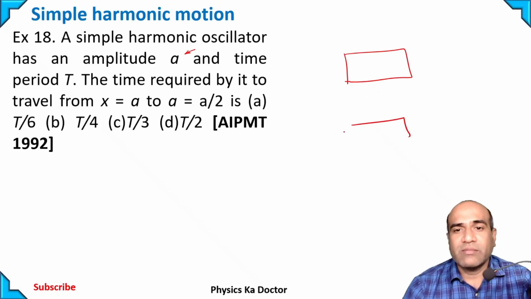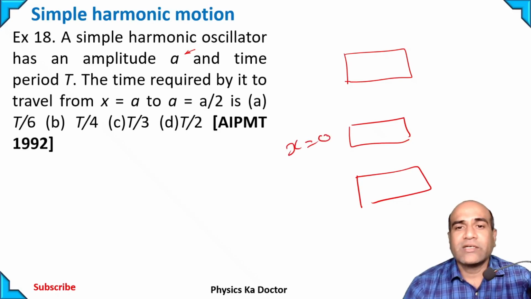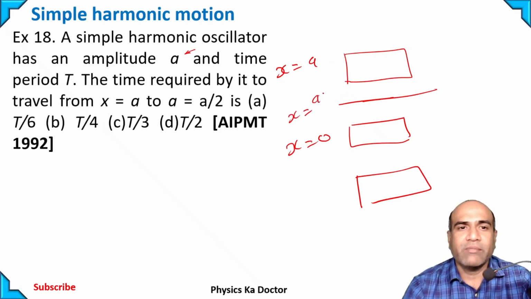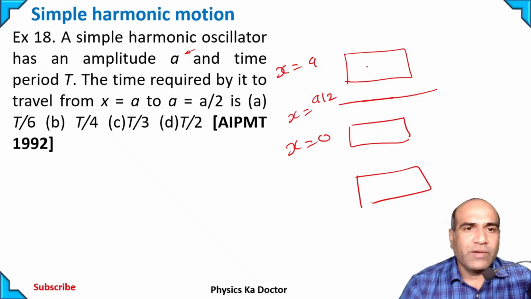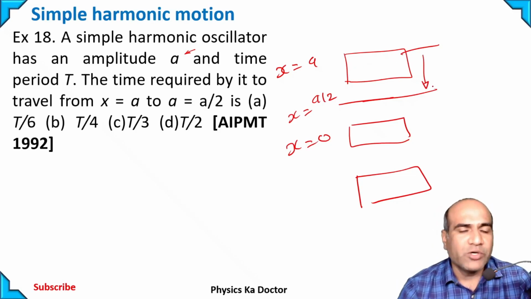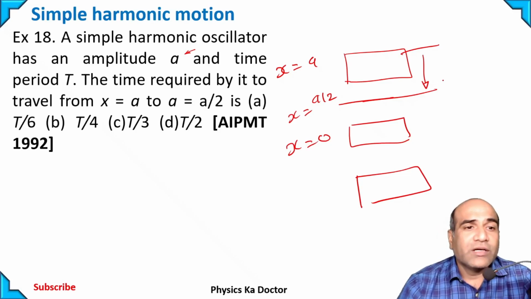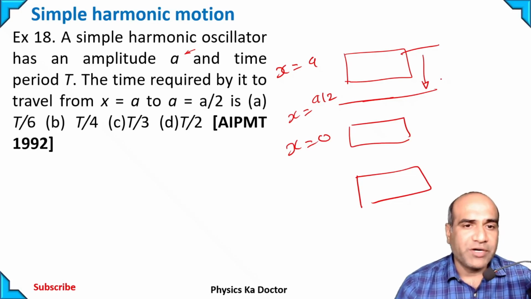This is the middle position. This is the end position. X equal to 0, X is equal to A. When it travels to somewhere, x equals A by 2. From this position to the A by 2 position, we need to find the time required. Full time is the time period T.